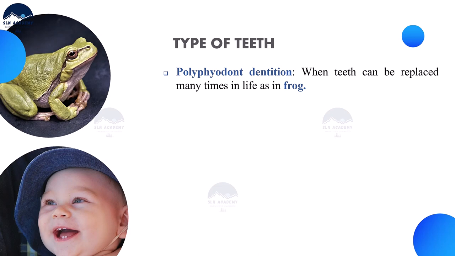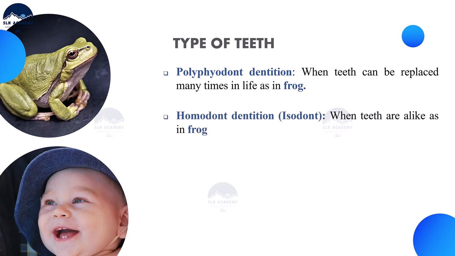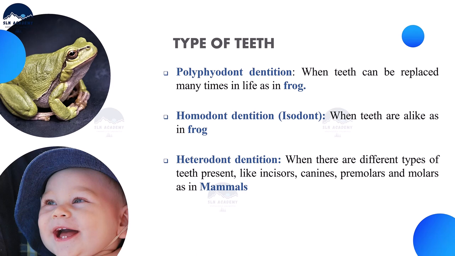Polyphyodont dentition. When teeth can be replaced many times in life, as in frog. Homodont dentition or isodont dentition. When teeth are alike, as in frog. Heterodont dentition. When there are different types of teeth present, like incisors, canines, premolars, and molars, as in mammals.